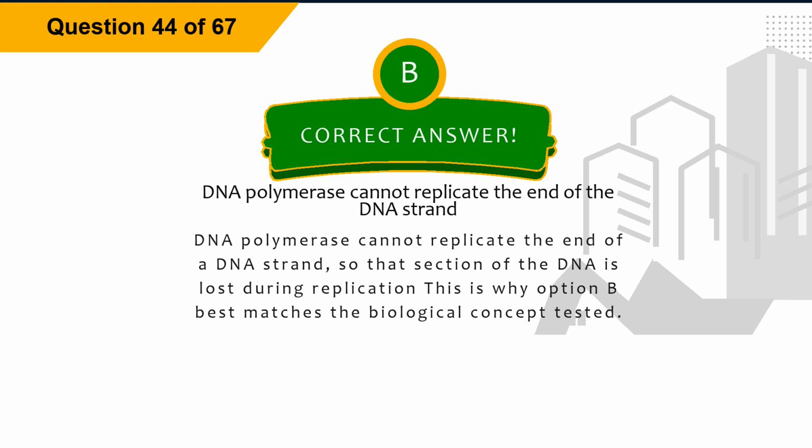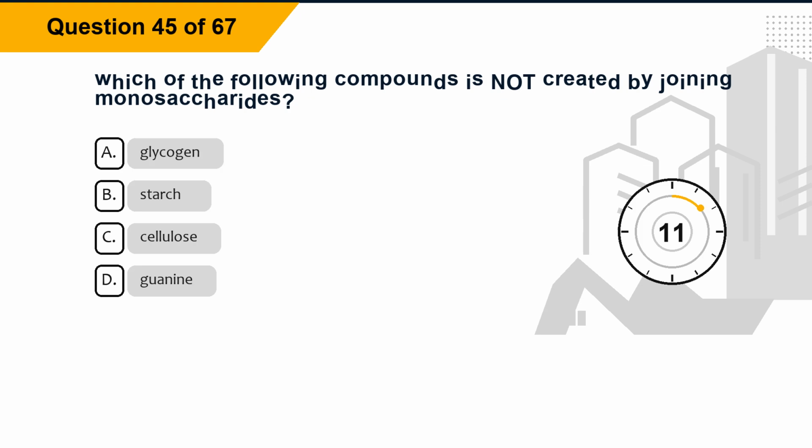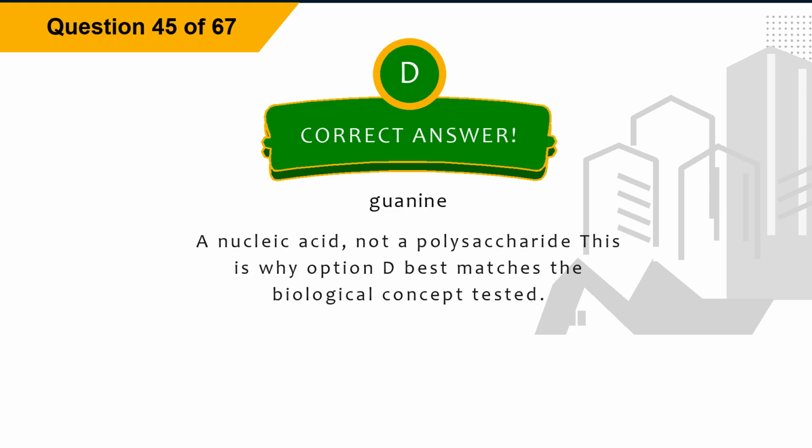Explanation. DNA polymerase cannot replicate the end of a DNA strand, so that section of the DNA is lost during replication. This is why option B best matches the biological concept tested. Question 45. Which of the following compounds is not created by joining monosaccharides? Option A. Glycogen. Option B. Starch. Option C. Cellulose. Option D. Guanine. The correct answer is option D. Guanine. Explanation. A nucleic acid, not a polysaccharide. This is why option D best matches the biological concept tested.